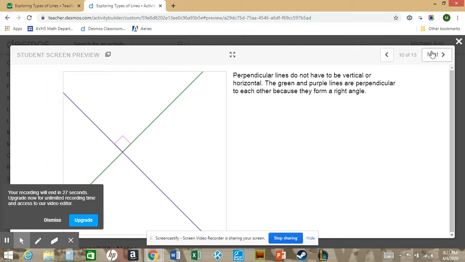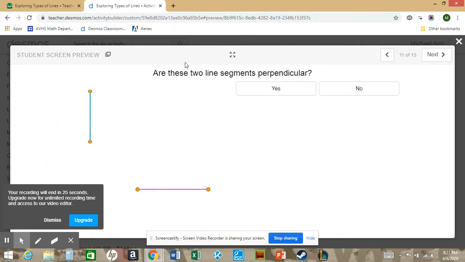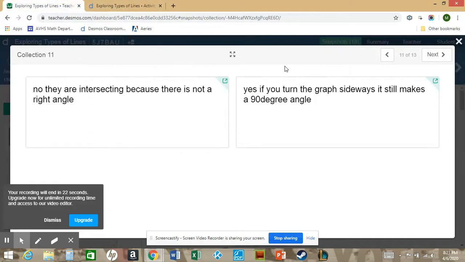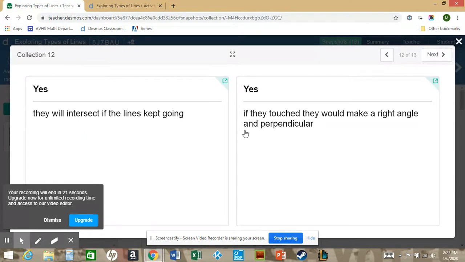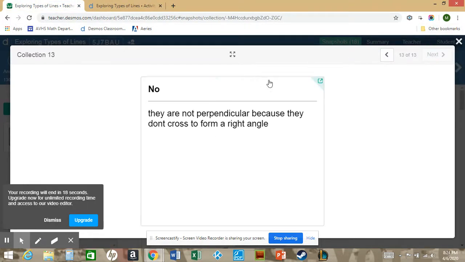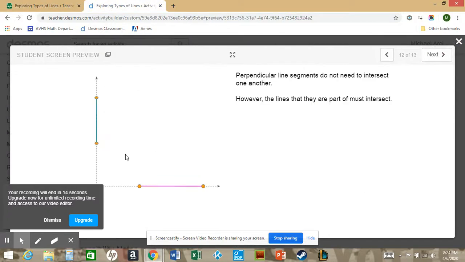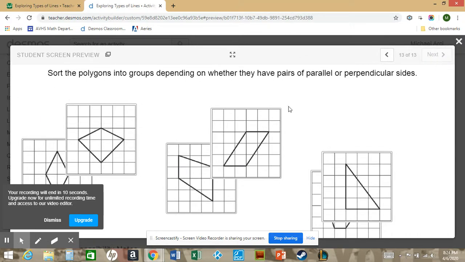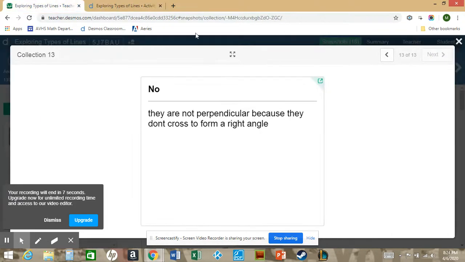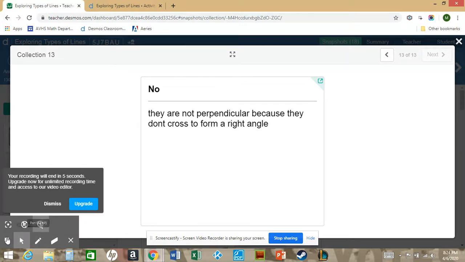Okay, I've got 30 seconds, so I need to wrap this up. Are these two perpendicular? Going to the answers, yes was the most common answer, but the correct answer is no, because they do not cross to form a right angle. We need to have that right angle form. If we were to keep drawing it, it would, but we do not keep drawing it, so it does not count. And that was the last slide, and that is all that I have for you.